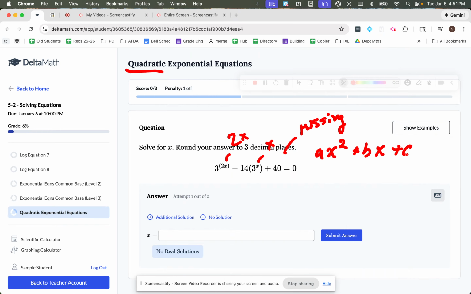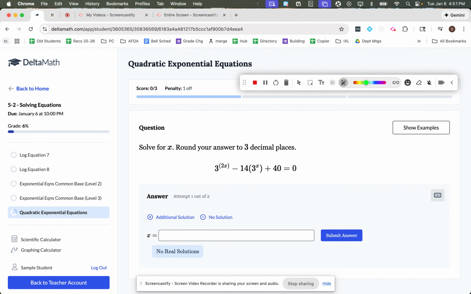So how do we solve it, though? Because we're not solving for x. Okay, that's kind of normal. The x is now an exponent. X is up here. It's up here. So it has a very different role. The way to solve this is by using substitution.